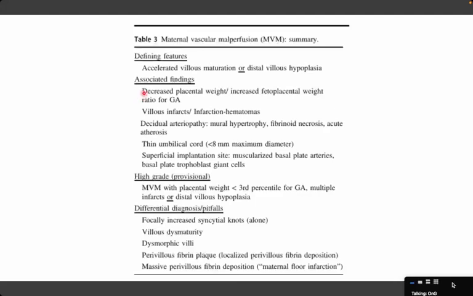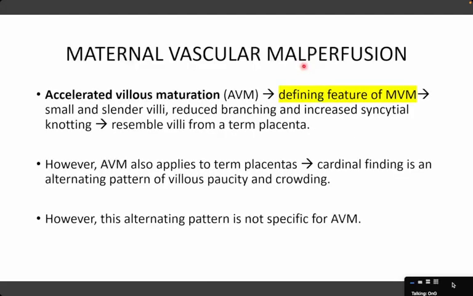The defining feature of maternal vascular malperfusion is accelerated villus maturation or distal villus hypoplasia. Accelerated villus maturation. What is this? I'll show you some pictures of it now. It's the defining feature of maternal vascular malperfusion.